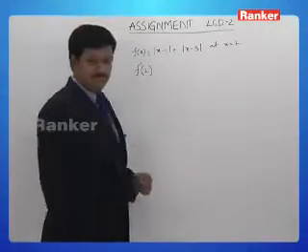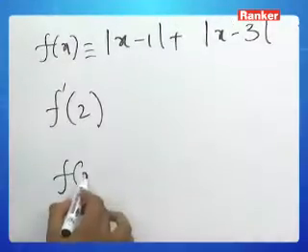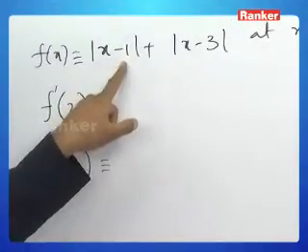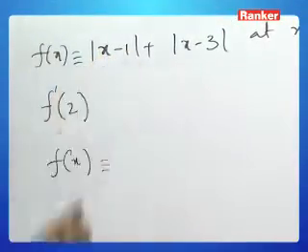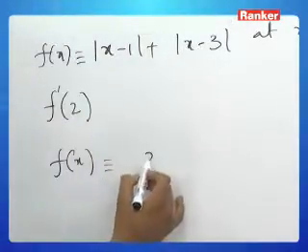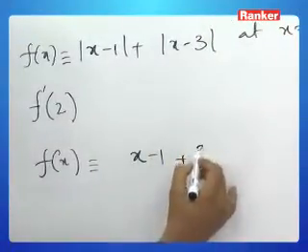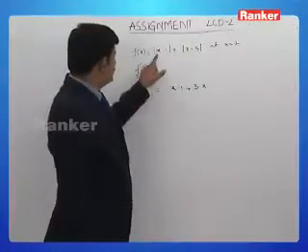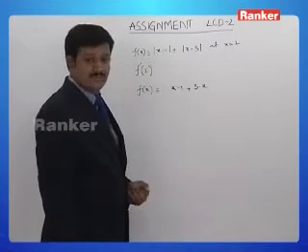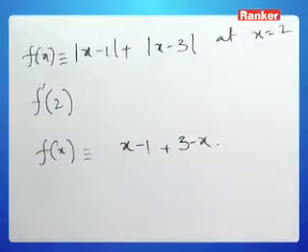Now, in the neighborhood of 2, let us define the function f of x. In the neighborhood of 2, x is close to 2, so x minus 1 is positive and x minus 3 is negative. Mod of x minus 1 will be x minus 1, and mod of x minus 3 is 3 minus x. As x minus 1 is positive in the neighborhood of 2, mod x minus 1 is x minus 1 itself, and as x minus 3 is negative, mod of x minus 3 is 3 minus x.